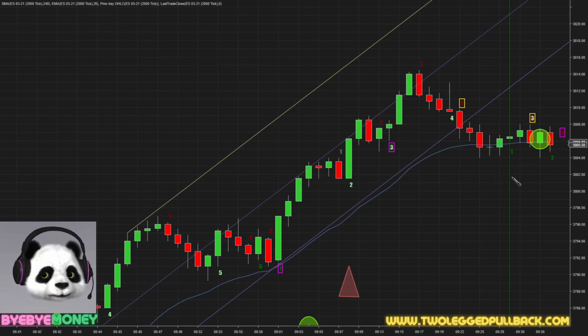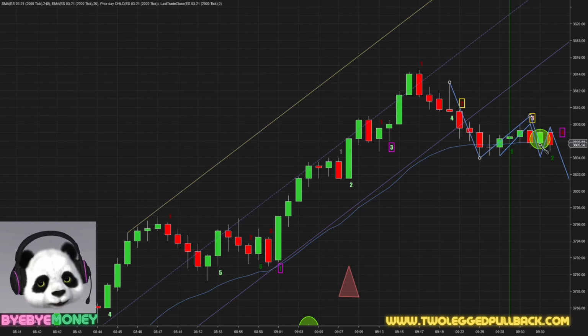What do I mean by that? This is a second entry long. We can see it by counting it this way: first entry, first pullback, second entry, and if it breaks the previous candle's low, this will be a second entry short. But we can also see it's a failed second entry long because of the second entry we are actually in right now. First entry, second pullback, and second.